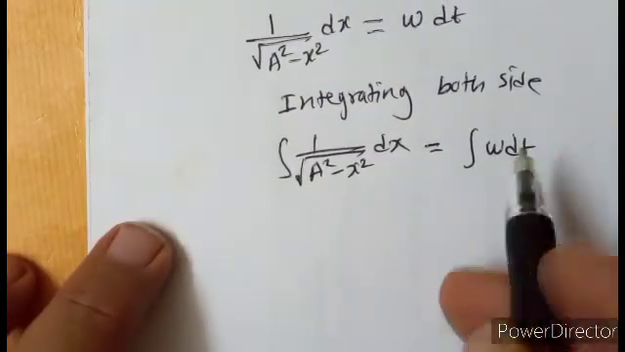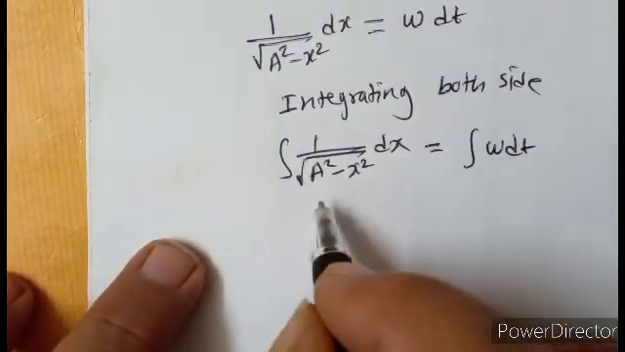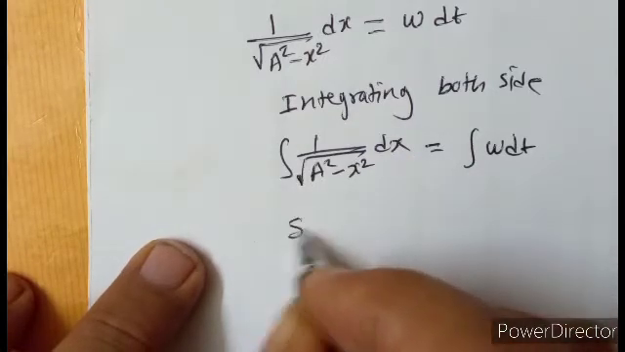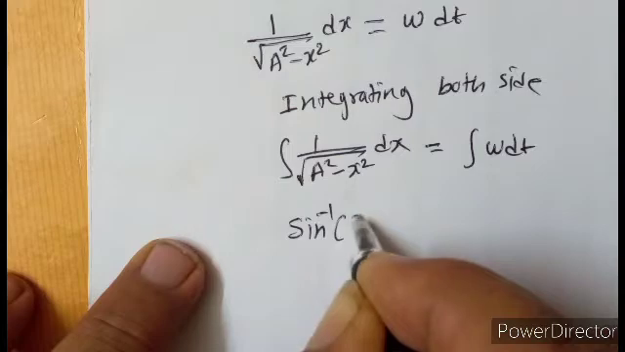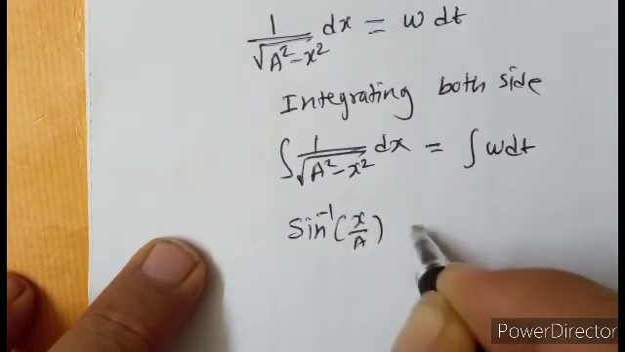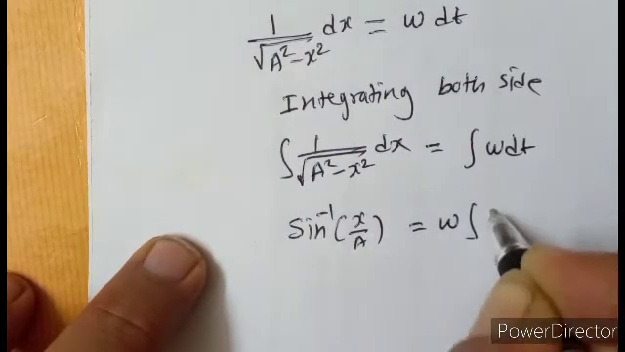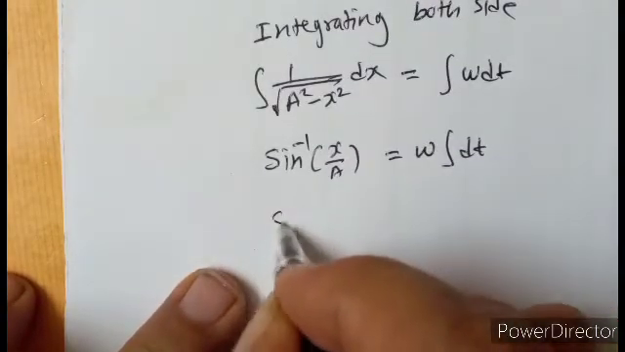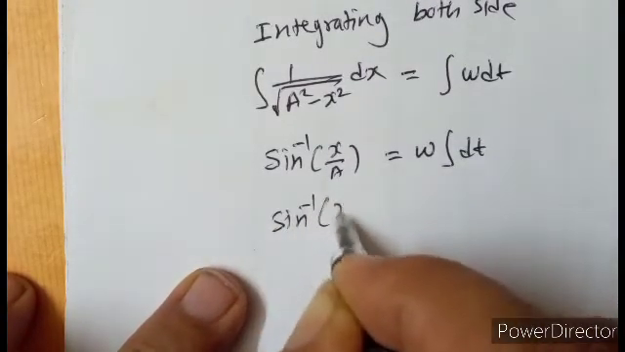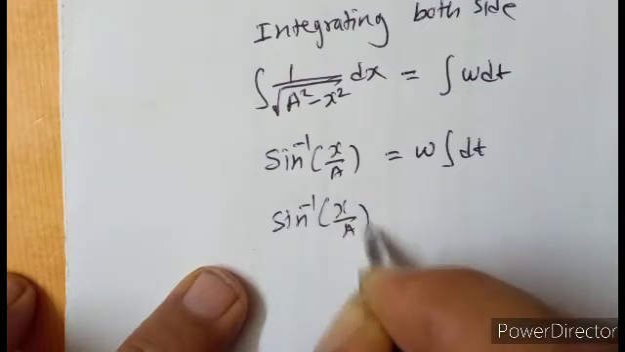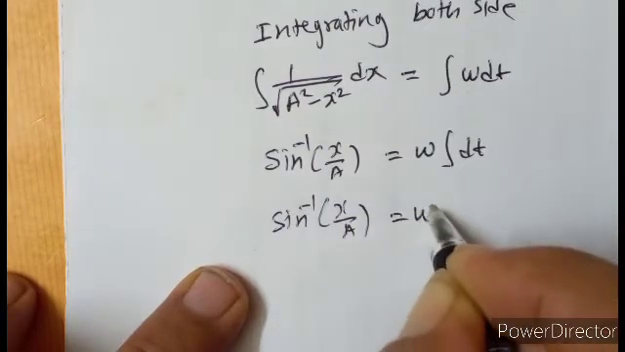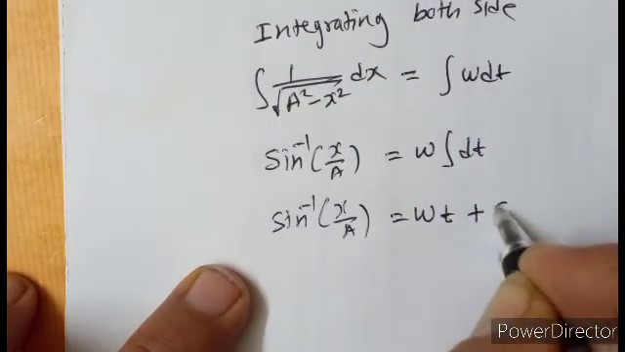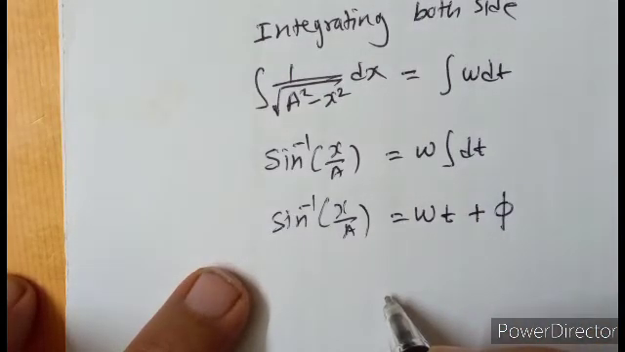Again, omega is a constant, so take it outside the integration. The integration of the LHS, we know the formula, is sine inverse x divided by a, which is equal to omega times the integration of dt. The integration of dt is nothing but t by using the formula. Take the constant of integration as phi.